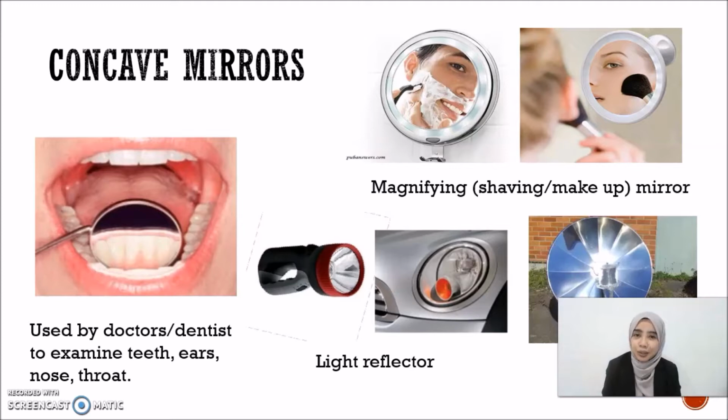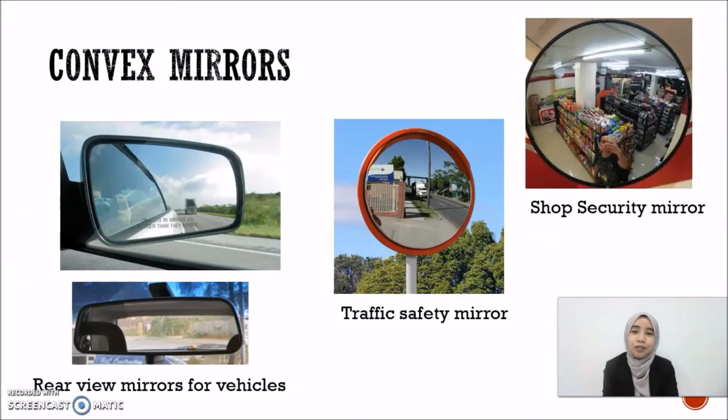First, a concave mirror is used by doctors or dentists to examine teeth, ear, nose and throat. It also can be used as a magnifying, shaving or makeup mirror, as light reflectors for torchlights or vehicles, and also in solar panels to collect solar energy. Examples of convex mirrors are rear view mirrors for vehicles, traffic safety mirrors, and also shop security mirrors.